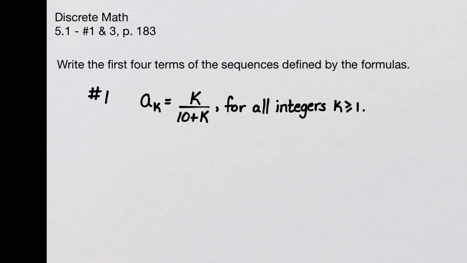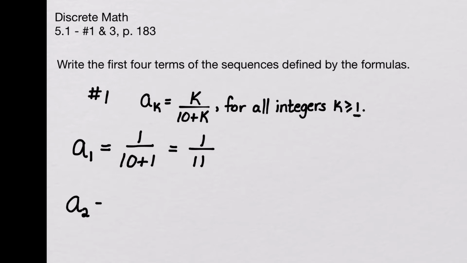In these problems, I'm going to write the first four terms of the sequences defined by these formulas. So in problem number 1, we have a sub k equals k over 10 plus k for all integers where k is greater than or equal to 1. So, first thing I'm going to do is find a sub 1 because k is greater than or equal to 1. So that's my first term. And I plug in a 1 for k in both the numerator and denominator, and I get 1 over 11.